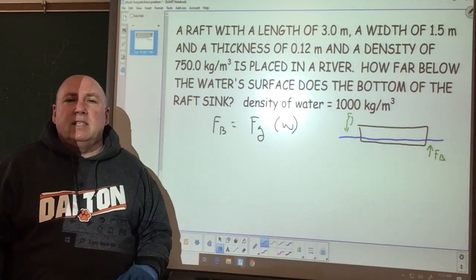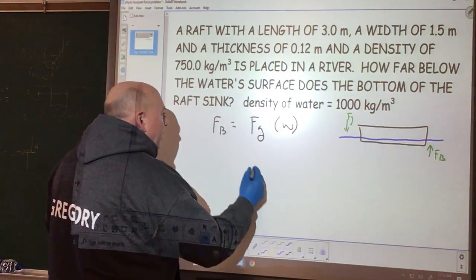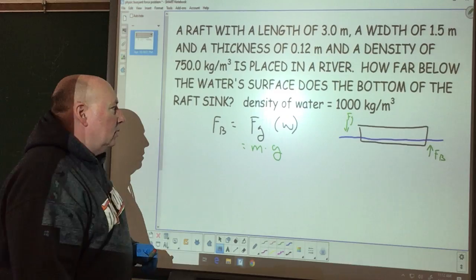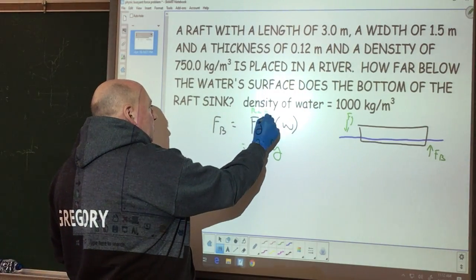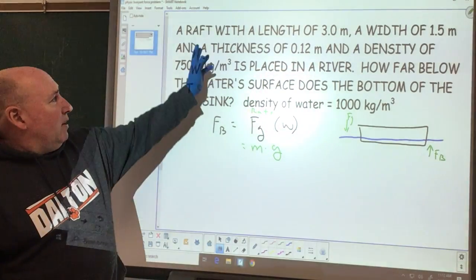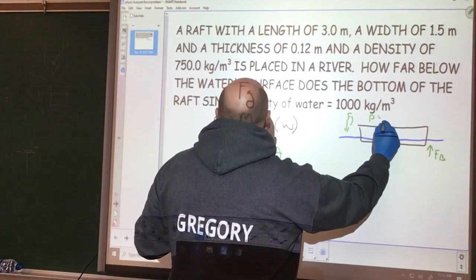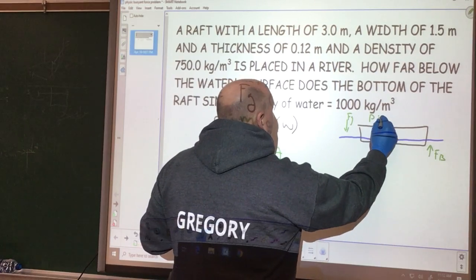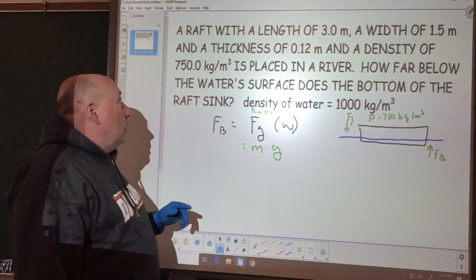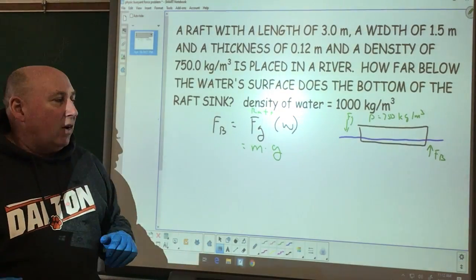Let's look at the right-hand side first, because that's a little bit easier to deal with. How do we find the weight of this raft? We have to take mass times gravity. We're not given the mass, but we're given the density of this raft, 750 kilograms per meter cubed, and we're given the dimensions of this raft, which allows us to calculate the volume of the raft.